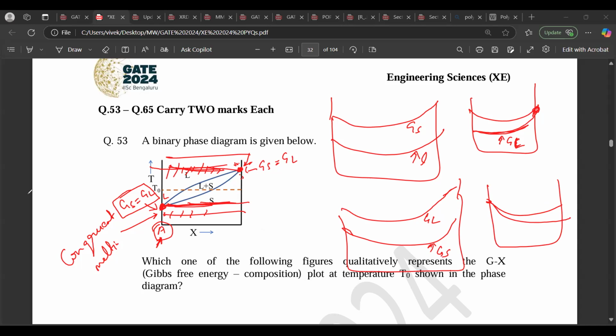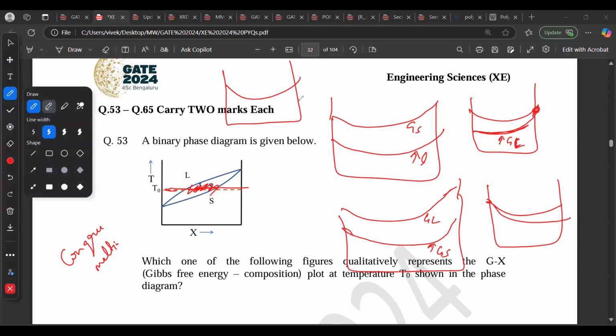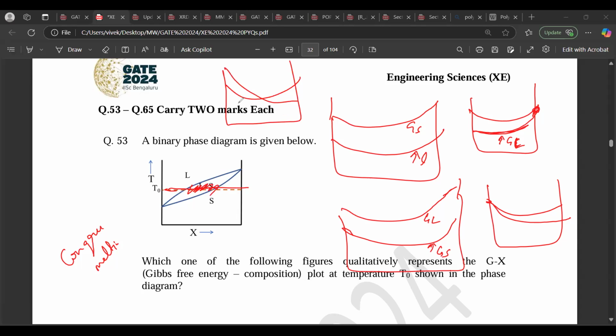Now any graph that will have any temperature with both liquid and solid, right? Any graph that will have both liquid and solid will have this kind of nature. They will be something like this. Okay, they will cross. There will be a tangent, and the tangent will decide this, where both phases will be available.